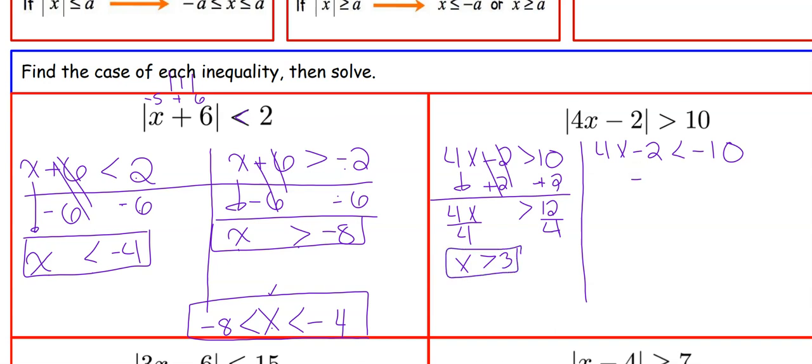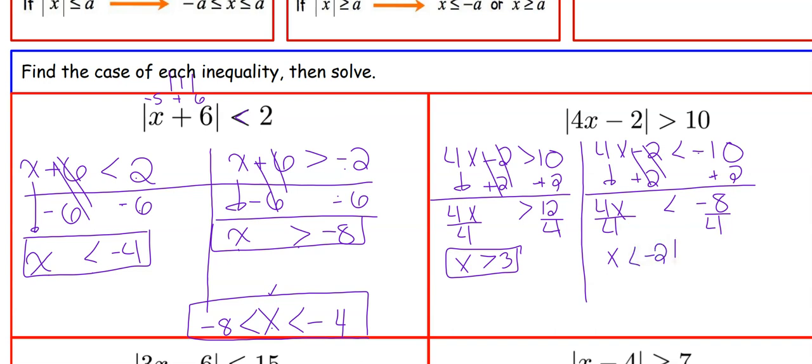Over here, I repeat the process again. I'm going to add 2 to both sides. 4x falls down. The minus 2 plus 2 cancel out. The less than falls down. Negative 10 plus 2 is negative 8. Now I divide both sides by 4. And I get x is less than negative 8 divided by positive 4, which is negative 2.